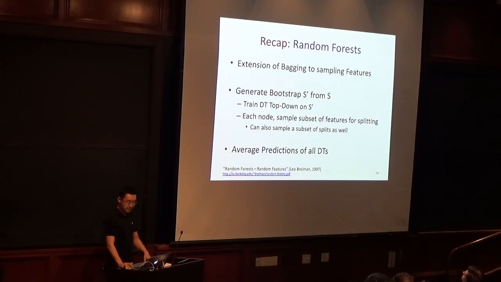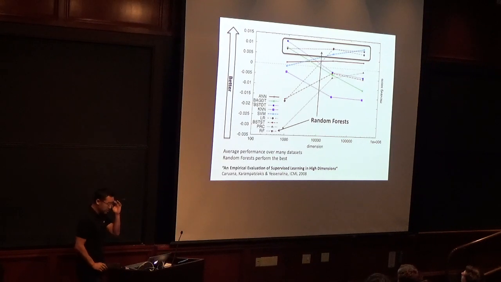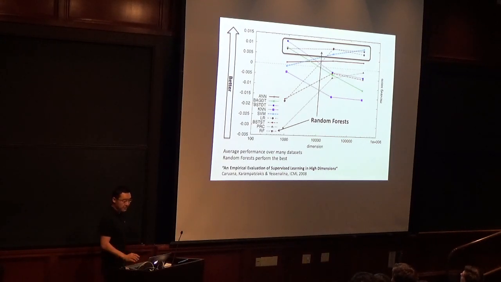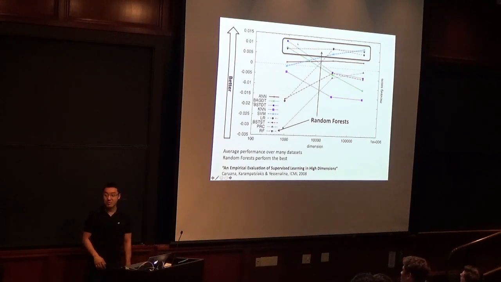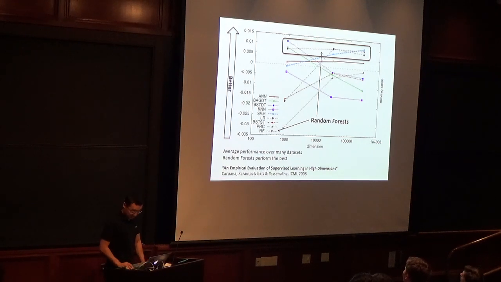That's the basic idea. Here's just an empirical comparison. This particular comparison compared a bunch of different data sets and a bunch of different models. I just want you to note that random forests are way up here. They tend to perform extremely, extremely well. Hint for the Kaggle competition. Any questions?